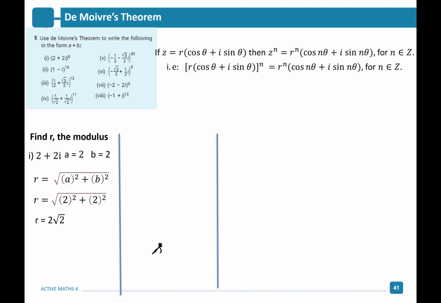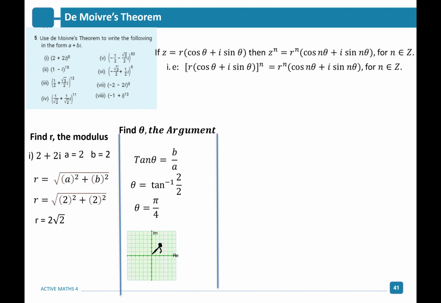To write our rectangular complex number 2 plus 2i in polar form, we also need to find the argument, theta. To do this, we find tan theta is equal to b over a. This gives us theta is equal to inverse tan of 2 over 2, and theta is equal to pi over 4. Please note that theta must always be written in radian form. In this case, our complex number lies in the first quadrant, and therefore our argument is pi over 4.